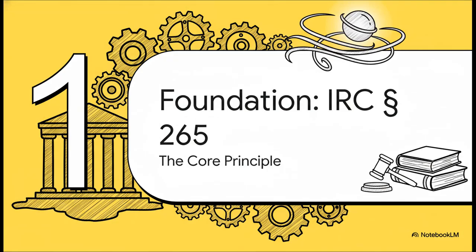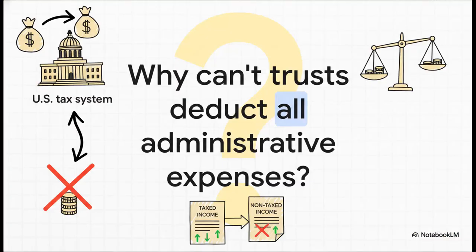Okay, first things first, we have to start with the bedrock of this entire process: Internal Revenue Code Section 265. Everything else we talk about today is built on this one section of the law. It's a fair question, right? Why can't a trust just write off all its admin costs? Well, the answer gets to a really fundamental principle of our tax system. You see, if the government isn't taxing the income, it's not going to let you deduct the costs of making that income. Simple as that.